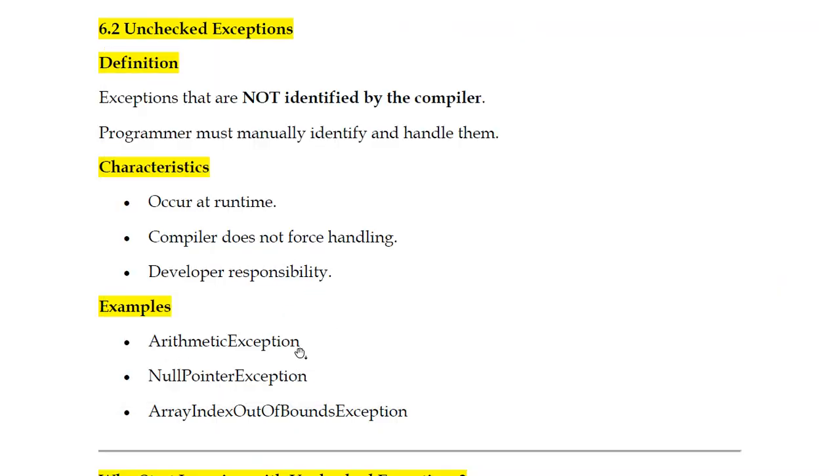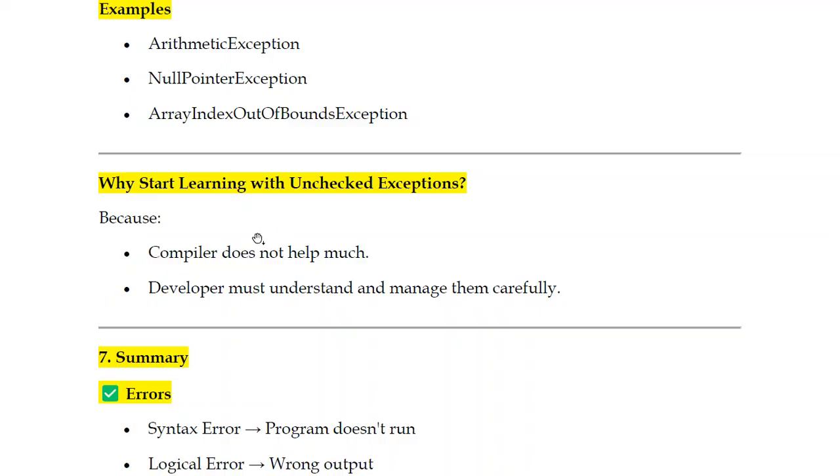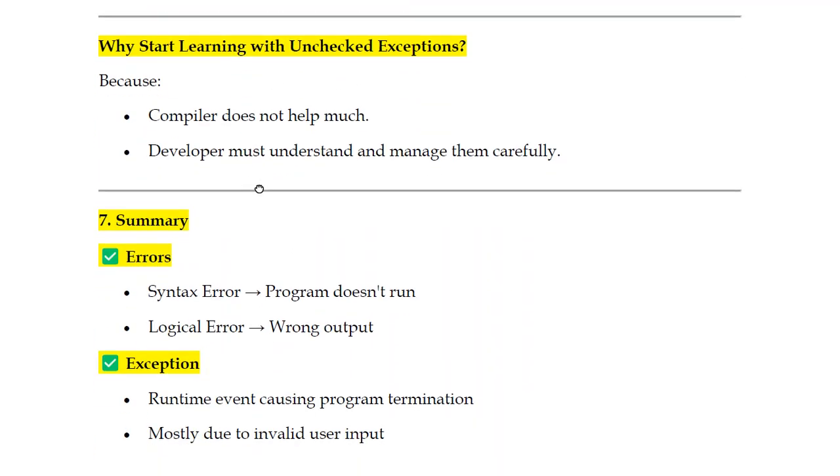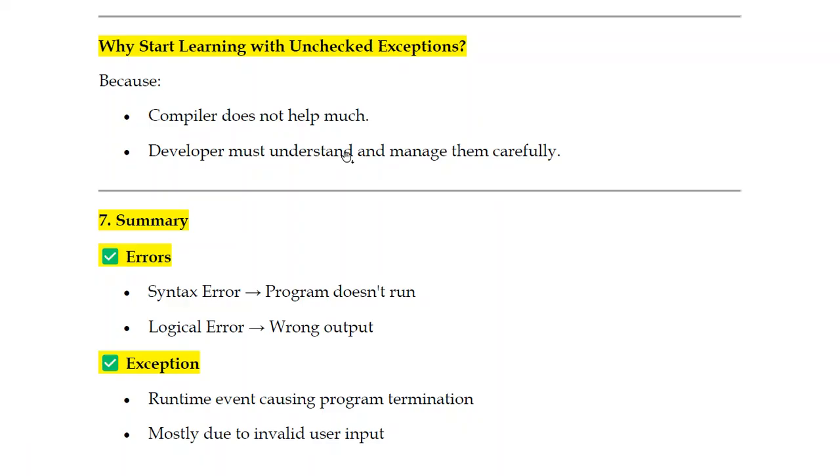Like that, we have a number of exceptions: arithmetic, null pointer, array index out of bound. All these examples we'll discuss from session number 5 onwards. So first we'll start with the unchecked exception. There may be a question why we are starting with the unchecked exception. It's because the compiler does not help much; you can see here there are no compilation errors. So the developer must understand and manage them carefully. For that purpose, as a developer, we should learn it.